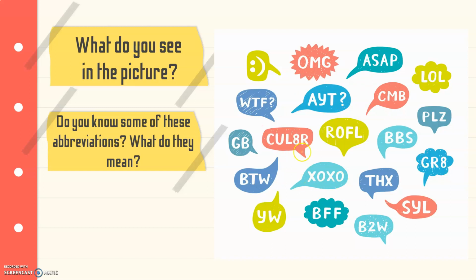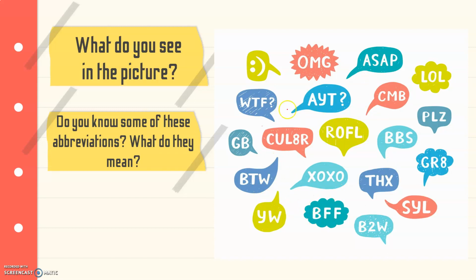We have here ROFL, which means rolling on the floor laughing. We also have here XOXO, which means hugs and kisses. We have ASAP, which means as soon as possible. We have BFF, which is best friends forever.